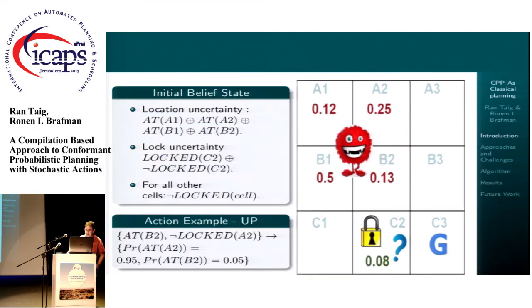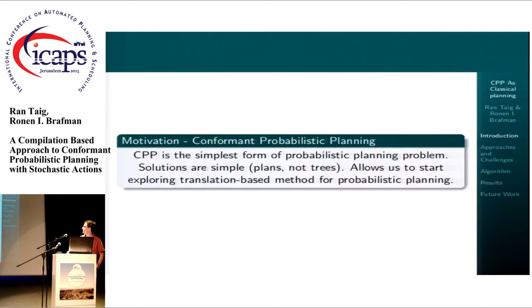So this is the representation of the initial belief state, basically clauses that describe the uncertainty, and unit clauses that describe the certain parts, that all the other cells are not locked. This is an example for a specific conditional effect of a specific action. So if we're at B2 and A2 is not locked, then with probability of 0.95 we'll get there and with probability of 0.05 we'll stay in place.